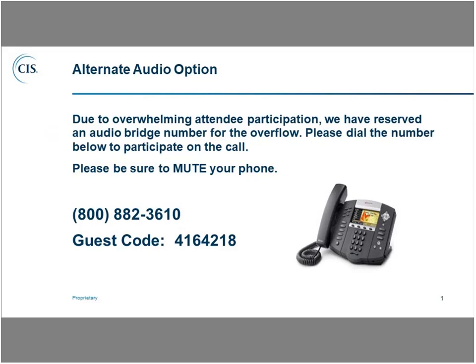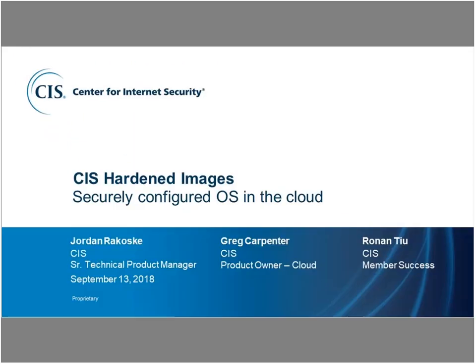My name is Ronan Tew. I am with the member success team. I also give technical demos. On with me is Kelly Morris to answer any questions. I do have Greg Carpenter and Jordan Rakoske on with us. Greg Carpenter is the product owner for Hardened Images and for the cloud here at CIS. And Jordan is the senior technical product expert as well. They will be giving the bulk of the demo.